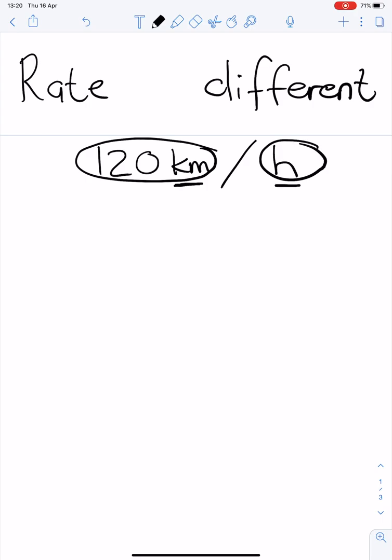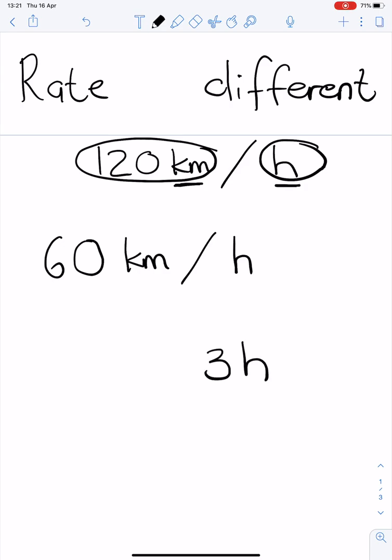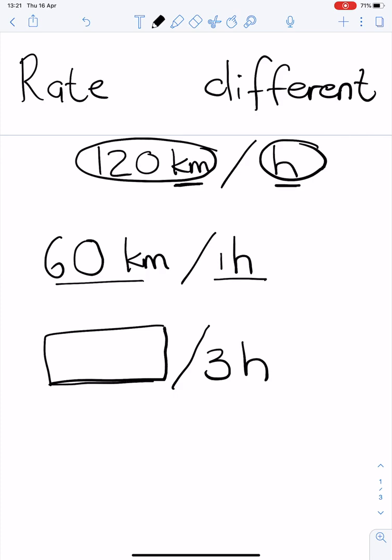Let's look at a problem using rate. If my car travels at 60 kilometers per hour, and I want to know how far I would travel in 3 hours, I am wanting to find out that 60 kilometers in 1 hour, how many kilometers in 3 hours?